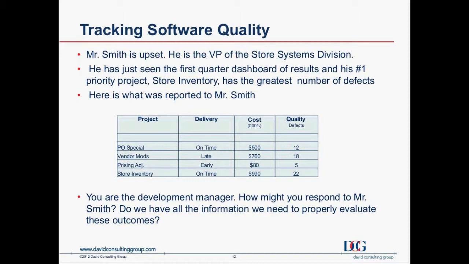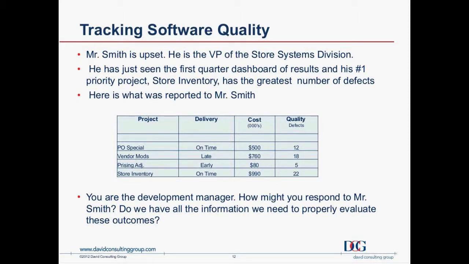And his number one priority project, listed on the table below, that being Store Inventory, has the greatest number of defects. The table, and here's what was reported to Mr. Smith. So in the first quarter, we delivered four projects: purchase order special project, vendor modifications, pricing adjustments, and store inventory.